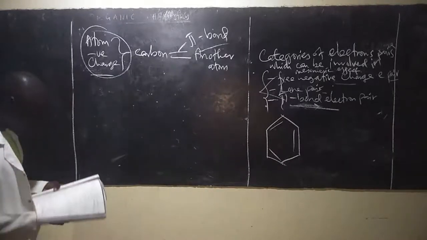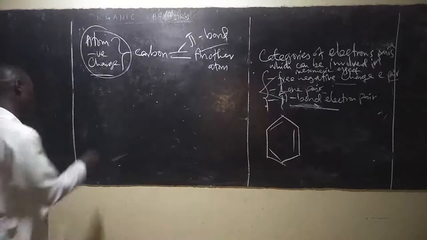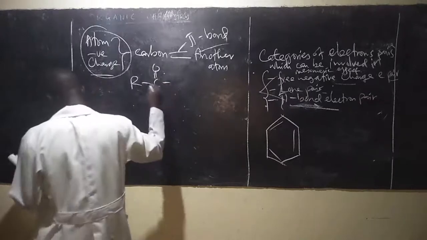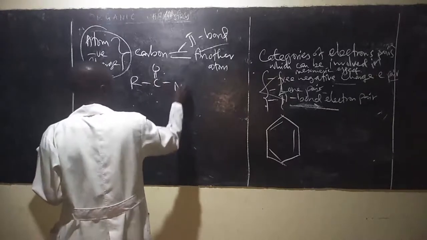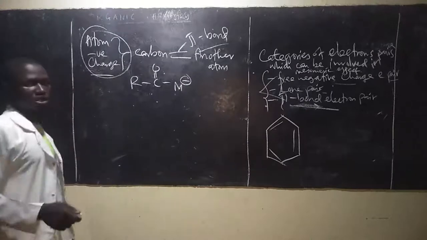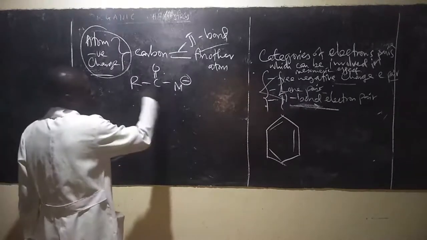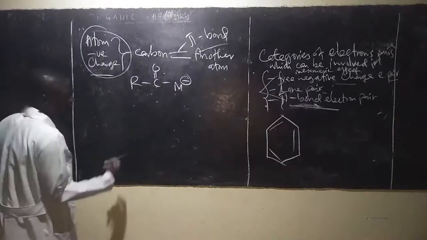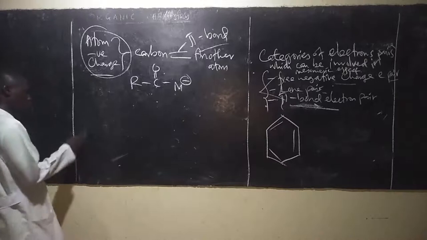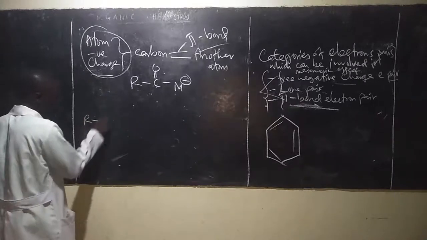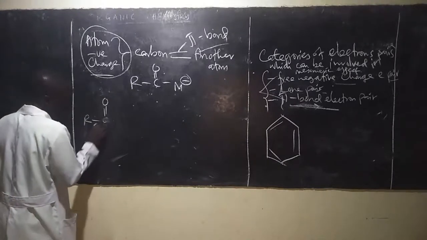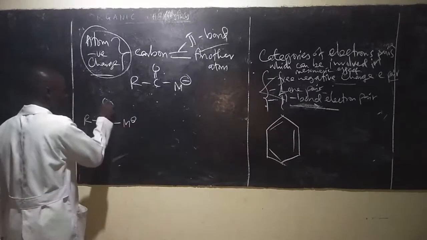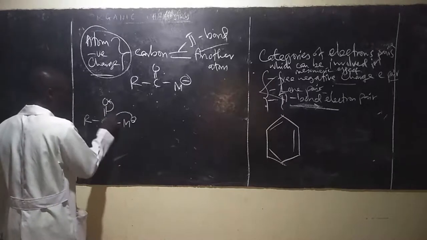We have different organic compounds. For example, if we have R, C double bond O, then an atom, let's say M. So you see, the atom is bonded to carbon, which is bonded to another atom by a pi bond. Again, what happens is the same as at the beginning. So it will be R, C double bond O, then single bond M, negative. This will break to supply here, to supply there at oxygen.